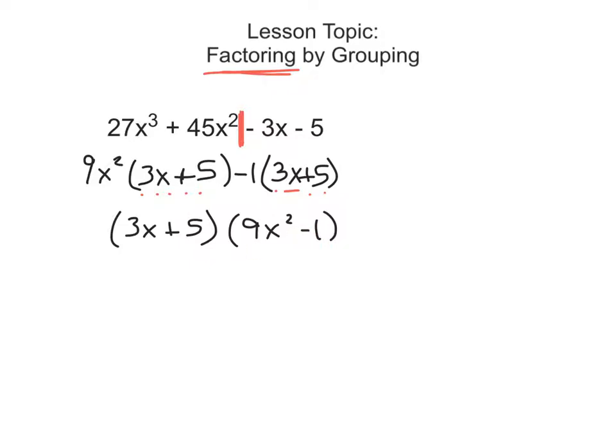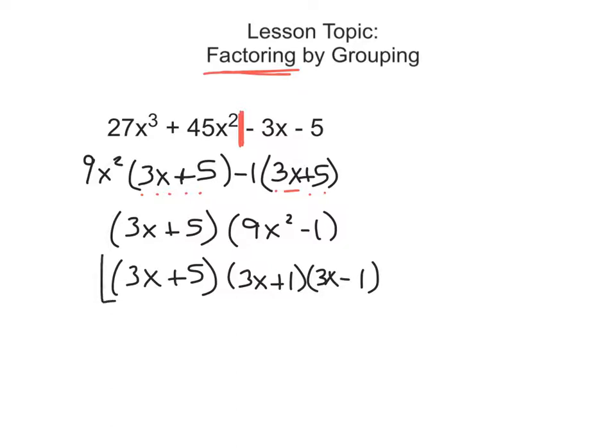So what we're going to do is leave our first factor as it is, and then the 9x squared minus 1 we're going to break down into 3x, again times 3x gives us that 9x squared, and 1 times 1 gives us the 1. Put a plus here, put a minus here. All right, so this is our final factored form for this expression.